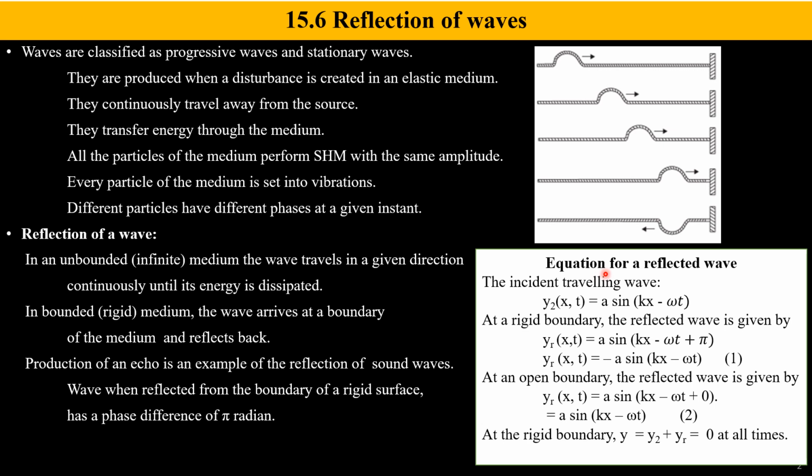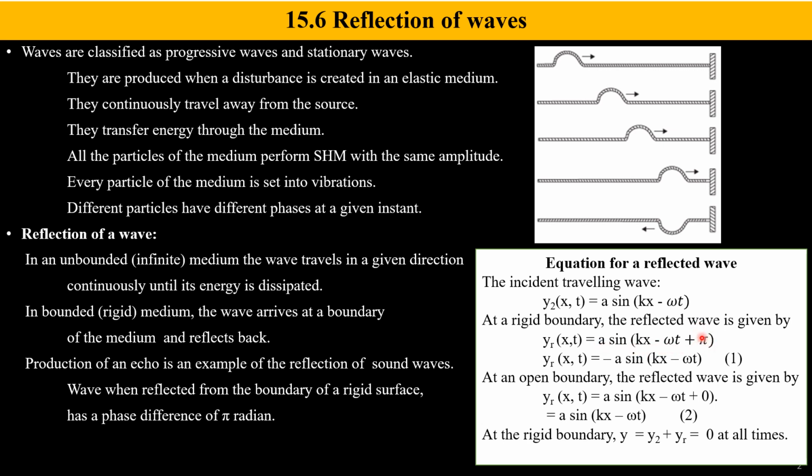Let us derive some basic equations for the reflected wave. Let the incident wave be represented by the relation y_i(x,t) equals a sine (kx minus omega t). When the wave is reflected, there is a phase reversal of pi radians. Hence, the reflected wave y_r can be written as a sine (kx minus omega t plus pi).